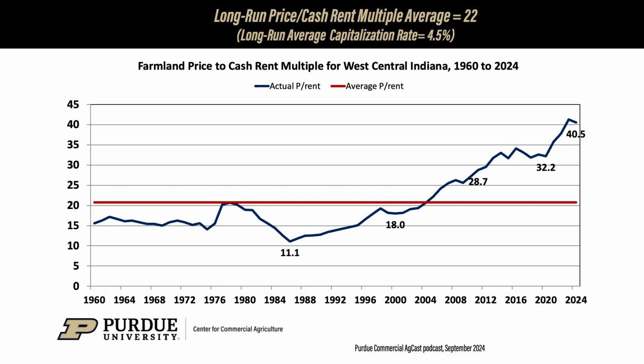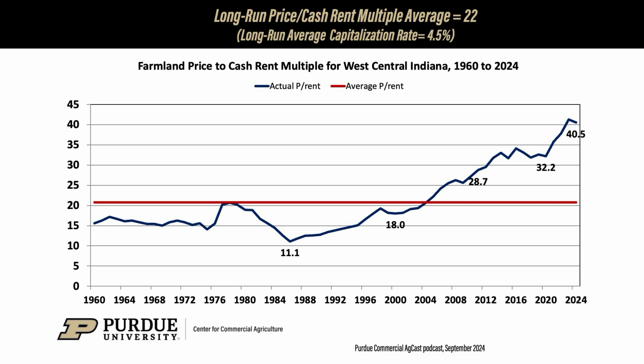So, Michael, you've taken a look at the farmland price to cash rent multiple for West Central Indiana, and that's an interesting chart. It's related to what we've just been talking about, but in some respects might be a little easier to understand. Yeah, let me talk about this in a couple different ways. I'll start with the capitalization rate, which is cash rent divided by farmland prices. And then I'll flip it around to do the P rent ratio. They're the inverse of each other.